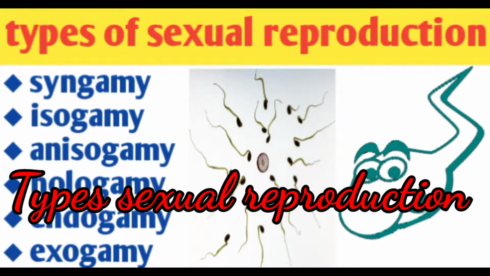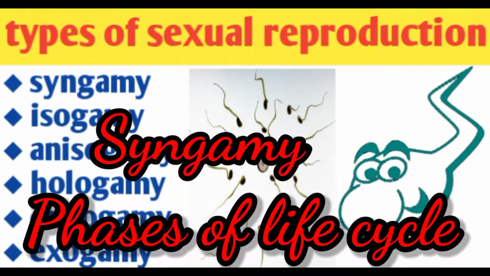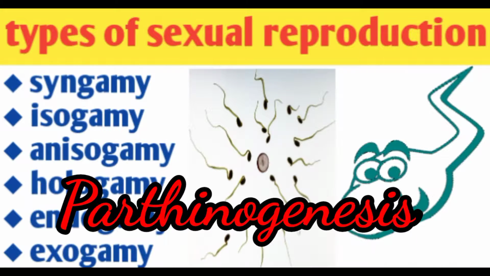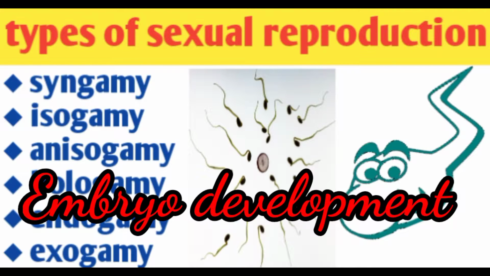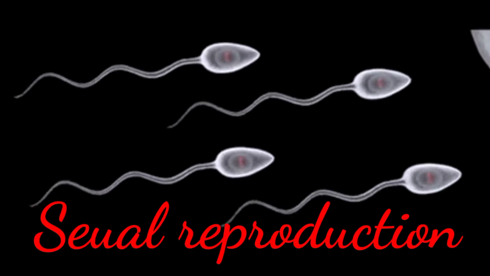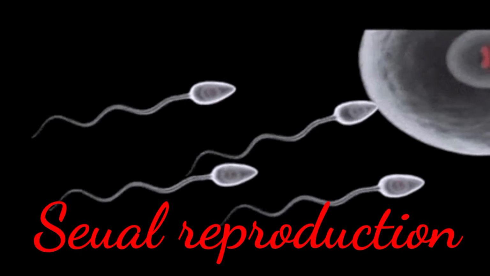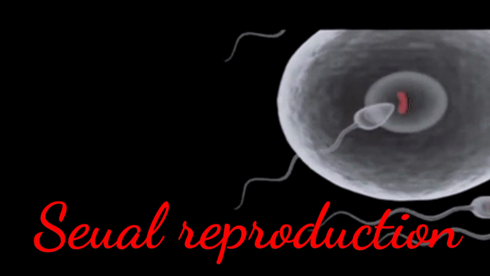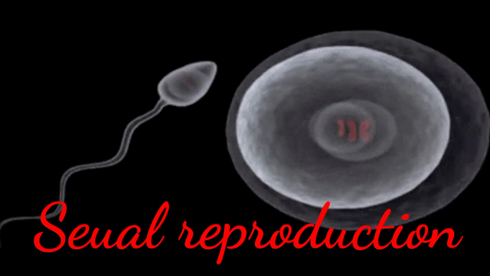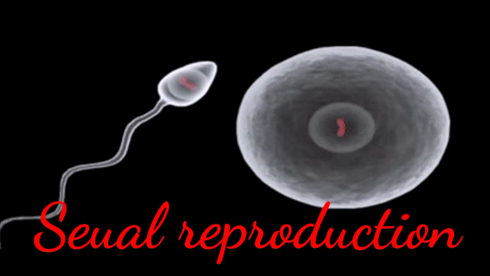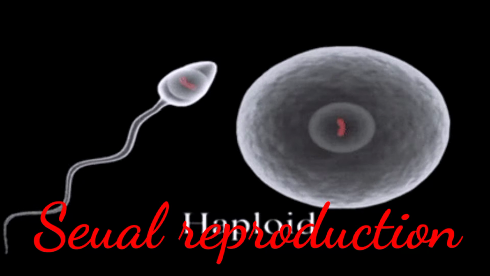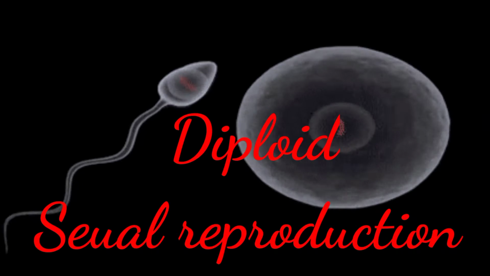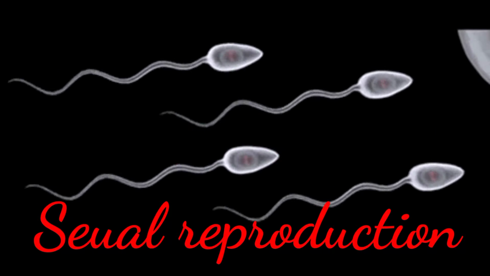Objectives of this video are types of sexual reproduction, different kinds of syngamy, phases of life cycle, types of breeding, parthenogenesis, and embryo development. Sexual reproduction involves the fusion of male and female gametes. There are two types of sexual reproduction: syngamy, in other words fertilization, and conjugation. In syngamy, the fusion of two haploid gametes takes place to produce a diploid zygote.